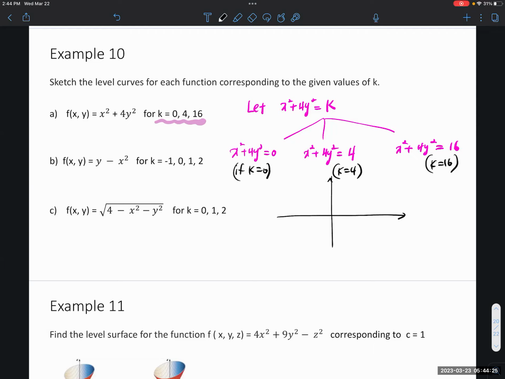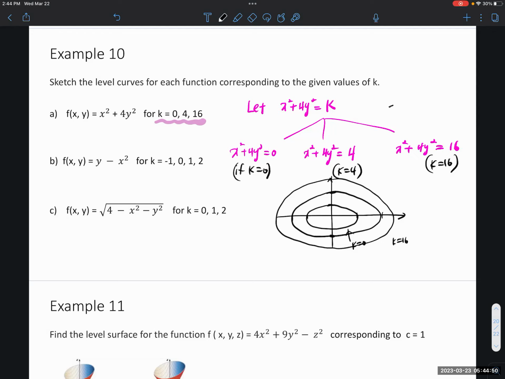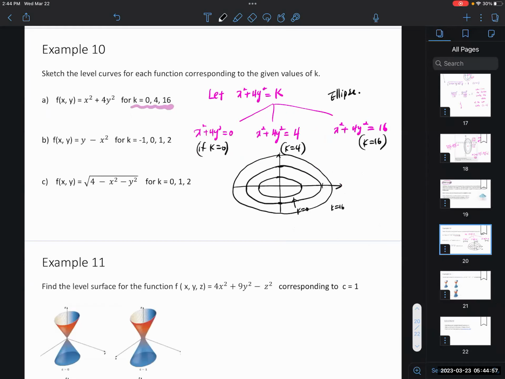So if you draw that, it is going to be something smaller. This is k equal to 0. This is k equal to 4. The next is 16. So in this case, it's getting wider, wider, wider as you keep changing the k. So this is an ellipse. Okay. Not that complicated. One last one.